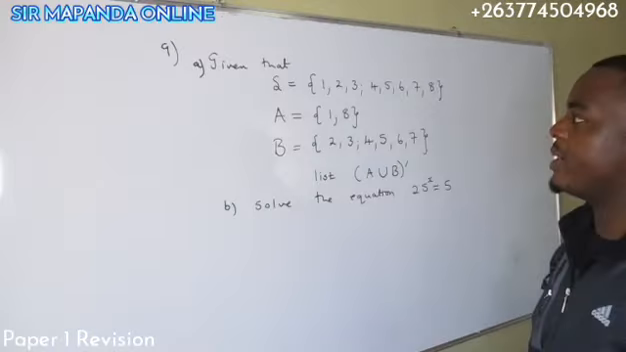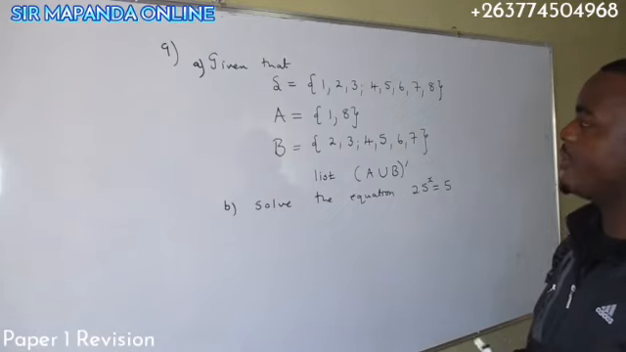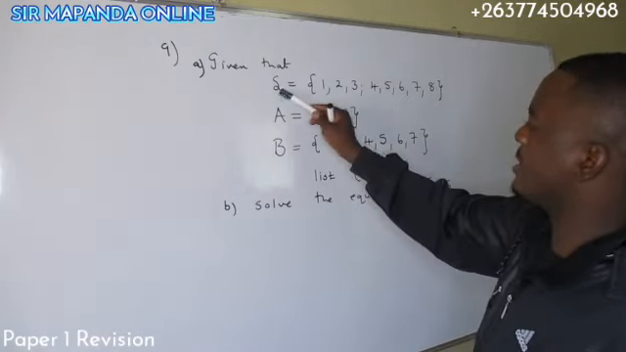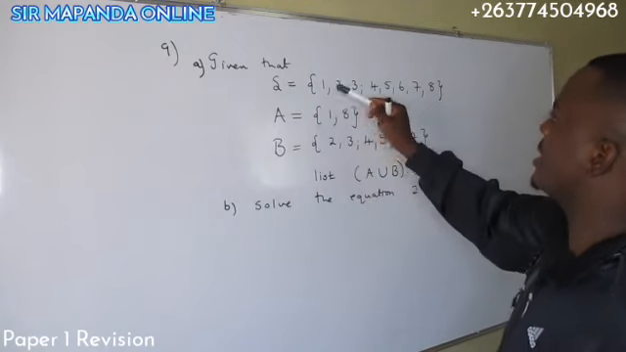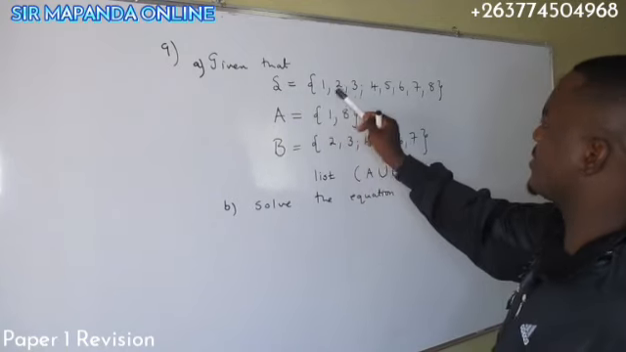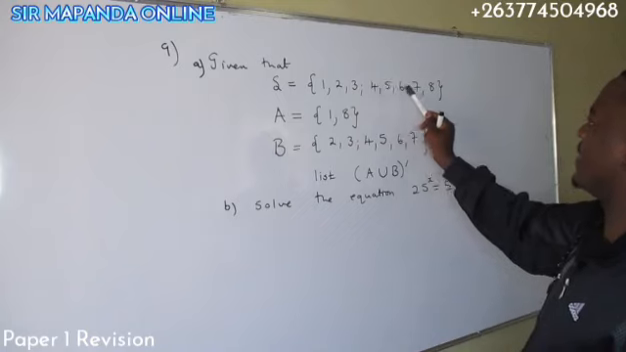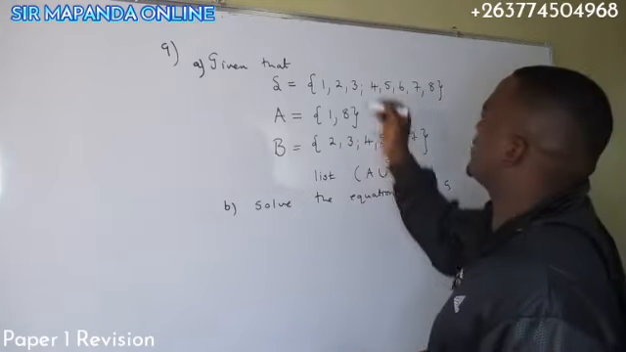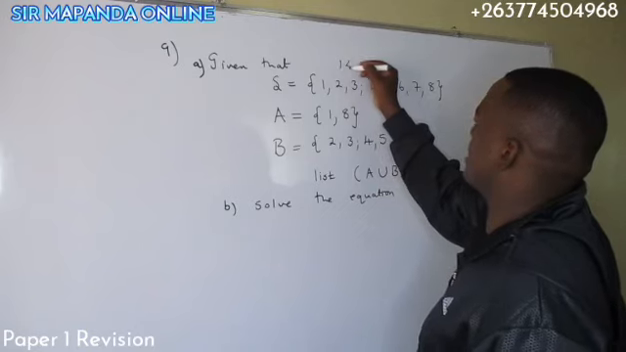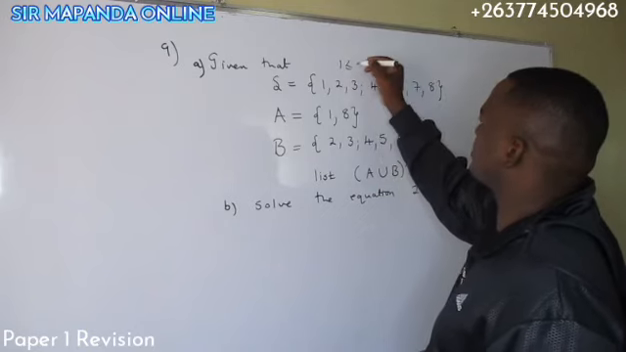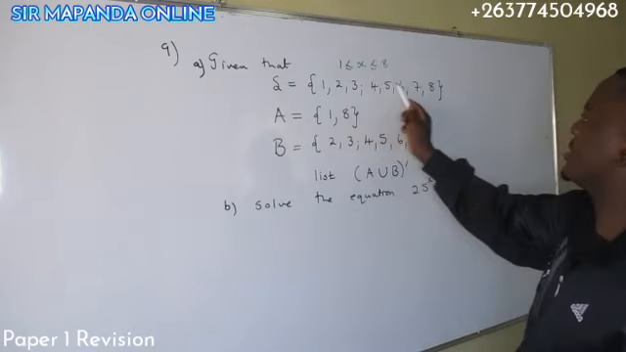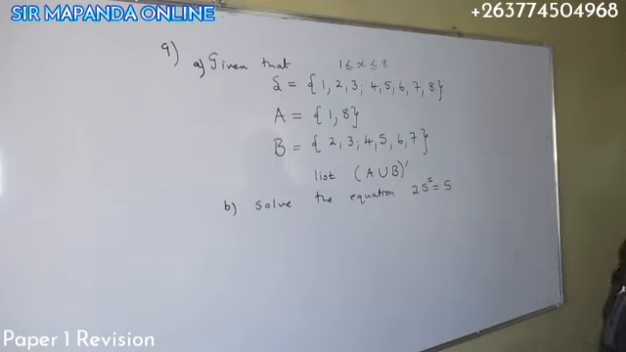We are now on question number 9. It is in line with the topic of sets. It reads, given that this is the universal set, right? Given that the universal set is equal to 1, 2, 3, 4, 5, 6, 7, up to 8. Sometimes they can give you 1 less than or equal to x less than or equal to 8. Then you write 1, 2, 3, then up to 8.